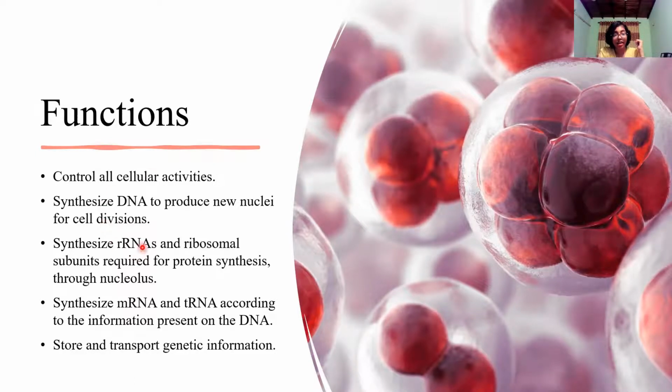They synthesize rRNA, mRNA, tRNA. These are three types of RNA, and they are useful in protein synthesis. So these are synthesized, and of course they store and transport genetic information in the form of DNA. In the DNA we have our genetic information stored, actually in the nitrogen bases, in the sequence of those nitrogen bases.